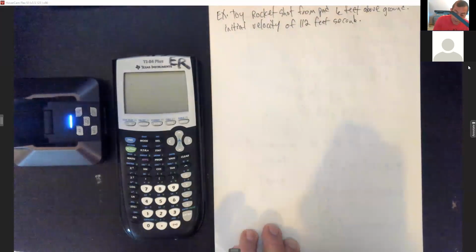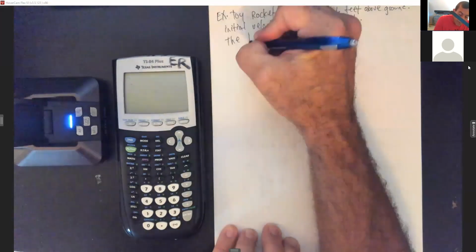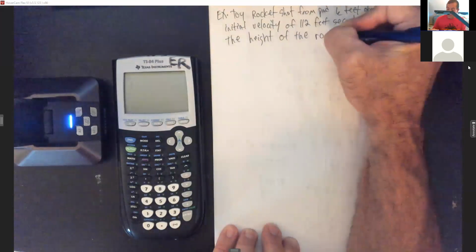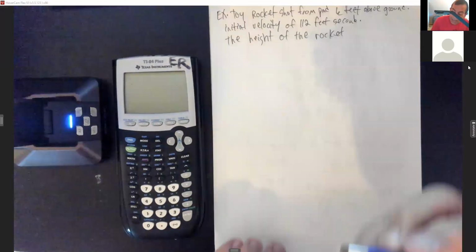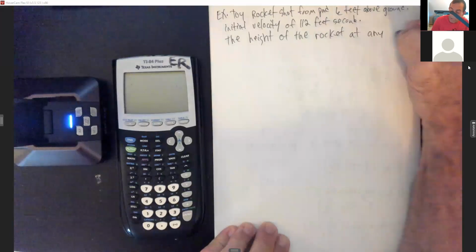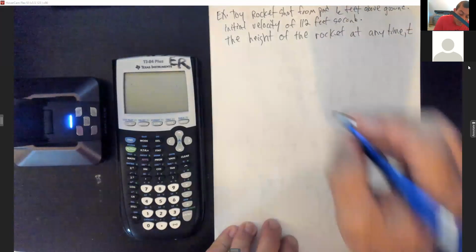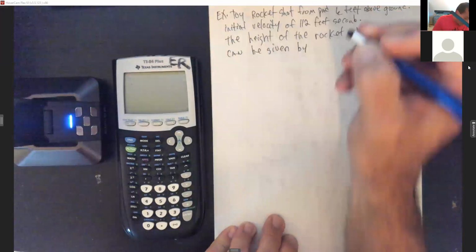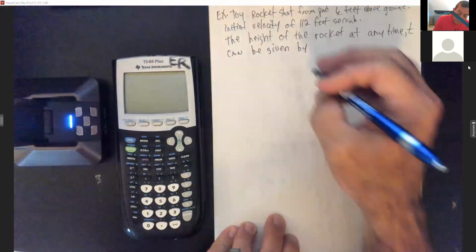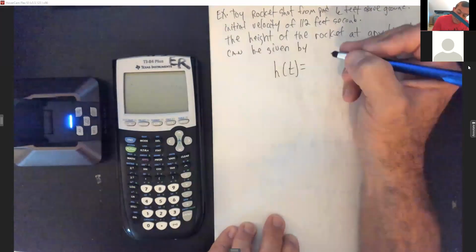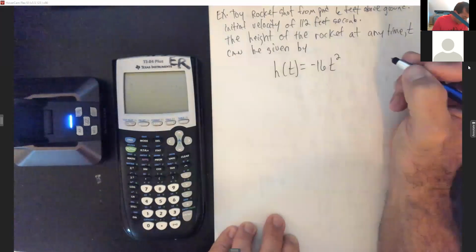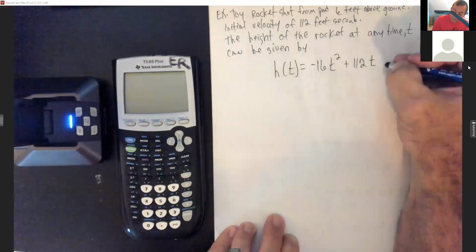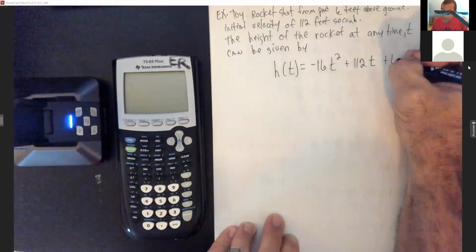So they're just giving me an equation. The height of the rocket at any time, which they call t, can be given by the formula, which is h of t equals negative 16t squared plus 112t plus 6. So let me explain what this means.